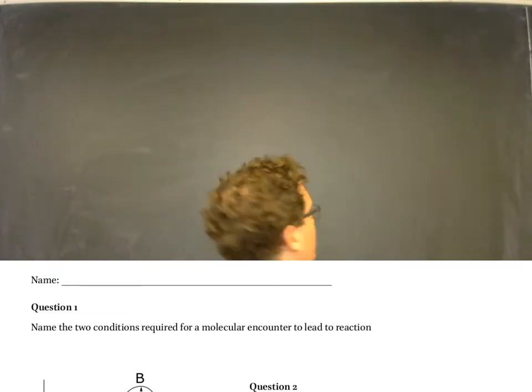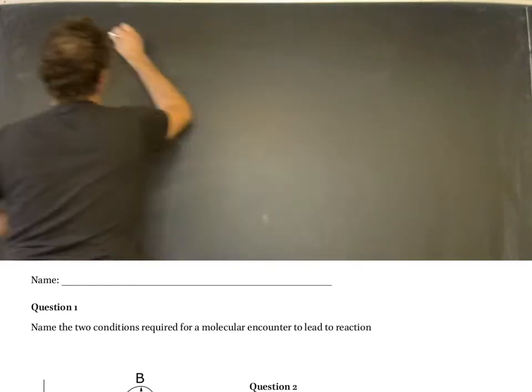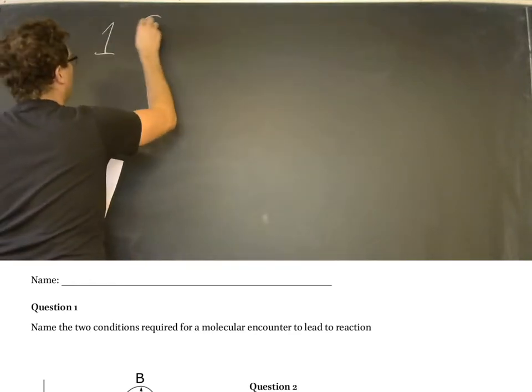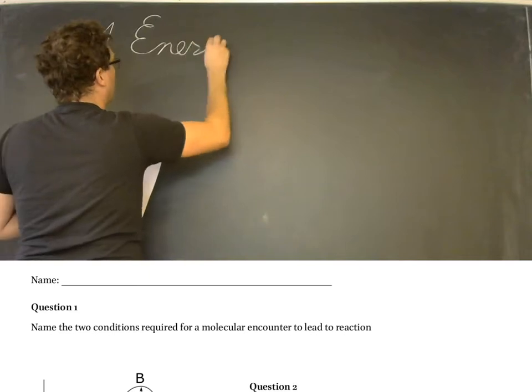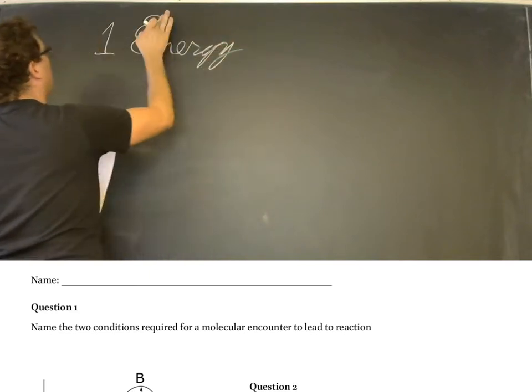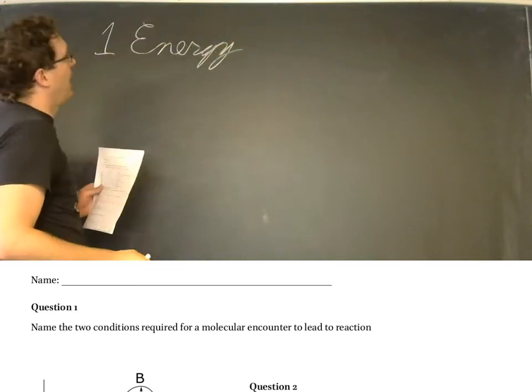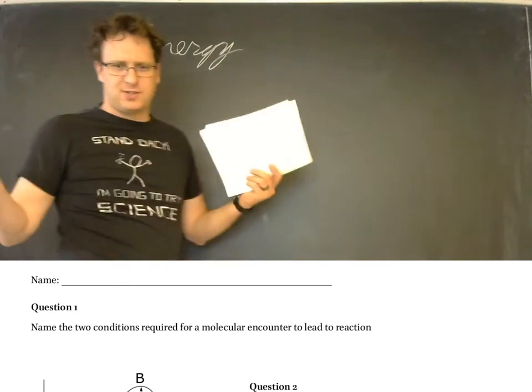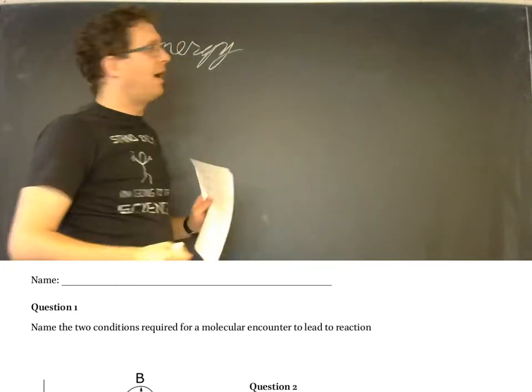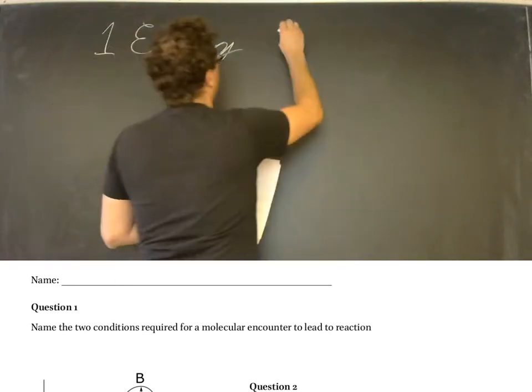So there are two considerations. One is energy. And so a collision needs to have sufficient kinetic energy to overcome that activation energy barrier.